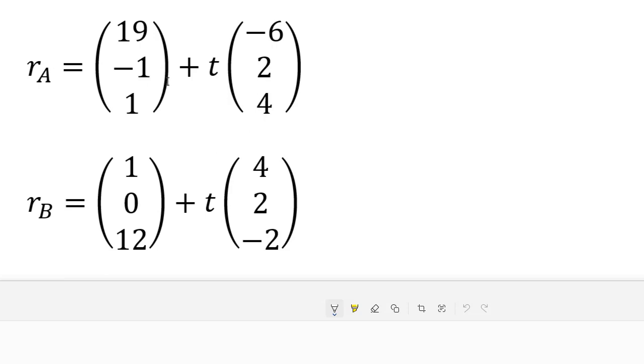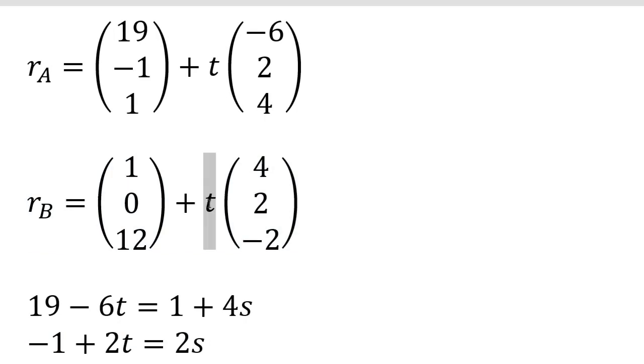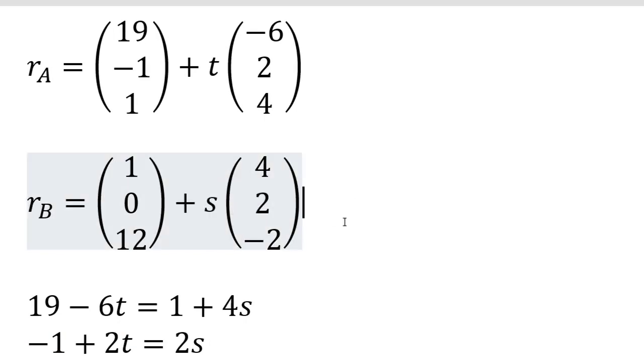So the method for intersection of two lines is, the first thing you do is you make sure they don't have the same variable. So we'll change that to s, and then you read across the top of both and read across the middle of both. We're basically putting them equal to each other. So 19 minus 6t equals 1 plus 4s. And you just do that for the first two components.